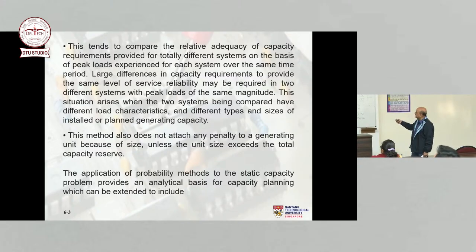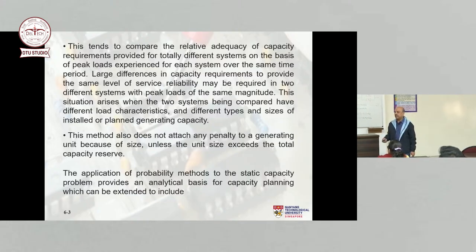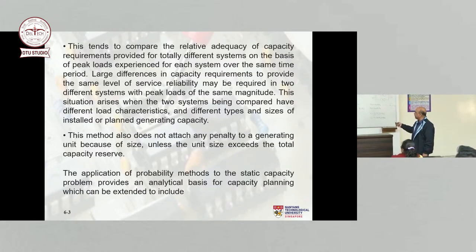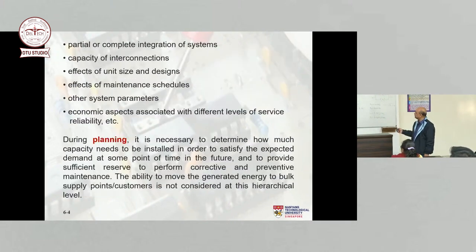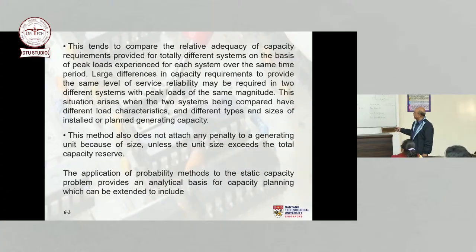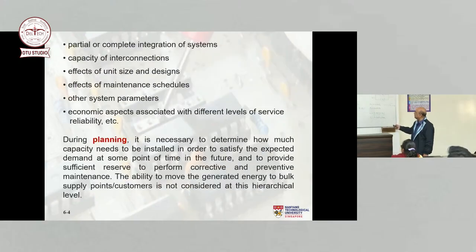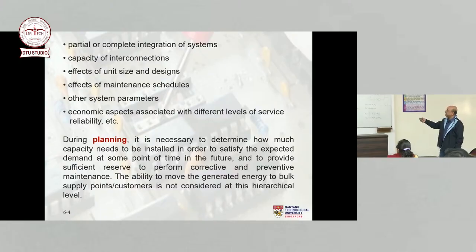So this method does not attach any penalty to the generating unit because of size. And generating size does matter. A bigger unit will fail more often compared to a smaller unit. So you must keep that into account as well. Okay? So we are going to deal with the application of probabilistic methods to static capacity planning. That's going to be our focus now. So we are going to consider capacity planning to include partial or complete integration of systems, capacity of interconnections.